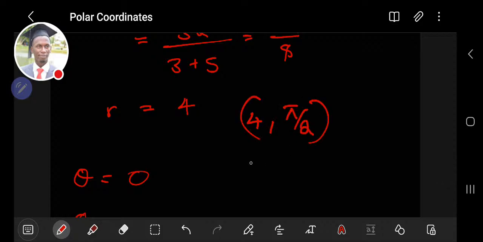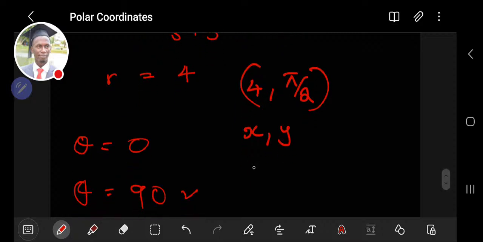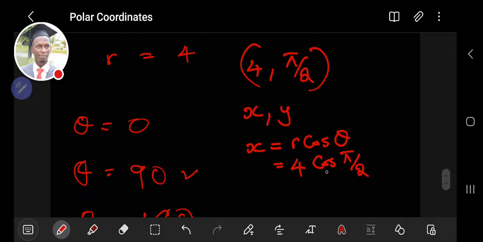We can literally find the corresponding x value and y value for these angles. To find the corresponding x and y value, you can just use the standard expression. X is equal to r cos theta. So x will be r, the radius is 4, times cos theta, that's pi over 2. So this is cos pi over 2, which is 0 because cos 90 is 0. So the x value is going to be 0.